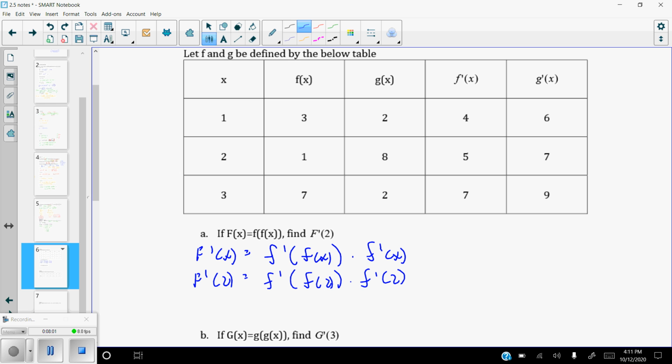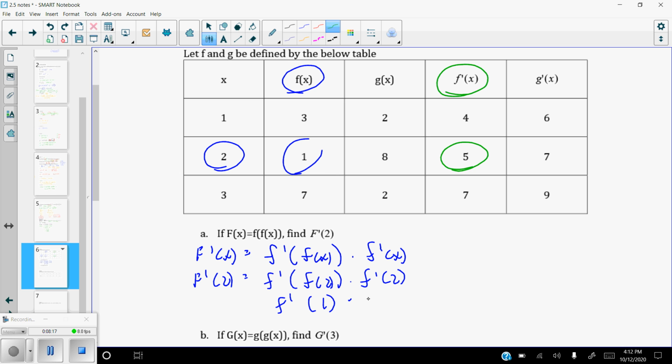So let's see, what do we know? I know f of 2. Here's f of 2. That's 1. So I'm going to replace f of 2 with 1. f prime of 2 is 5. And f prime of 1 is 4. So we get 4 times 5 equals 20. It's kind of funny. That was the last answer. But there you go.